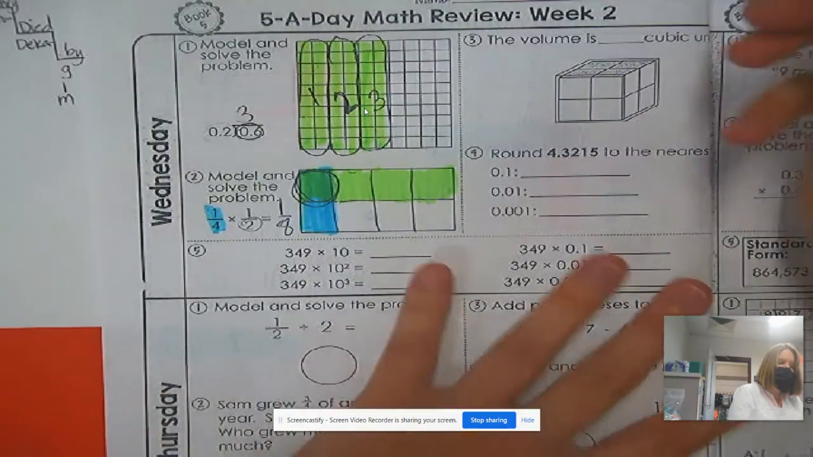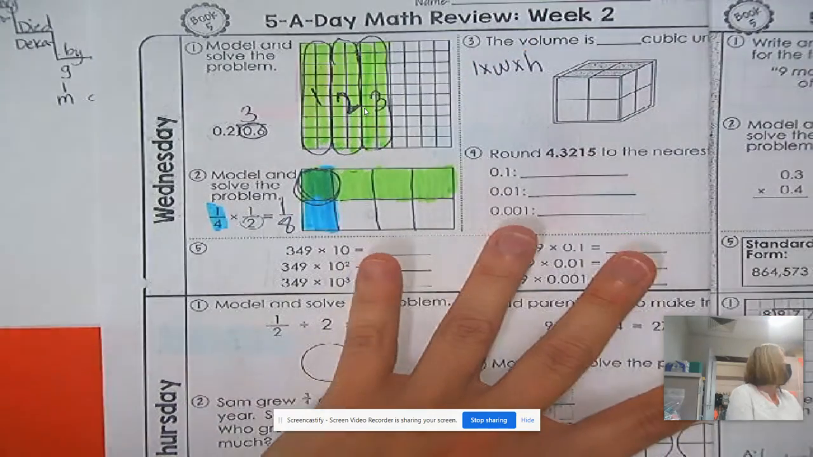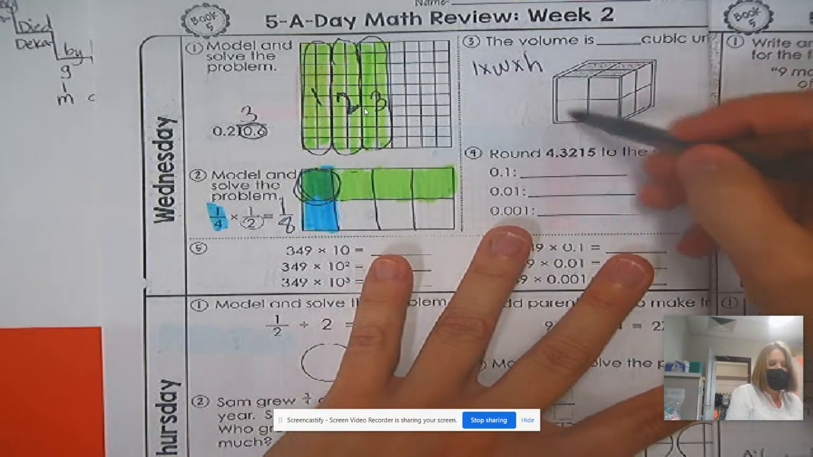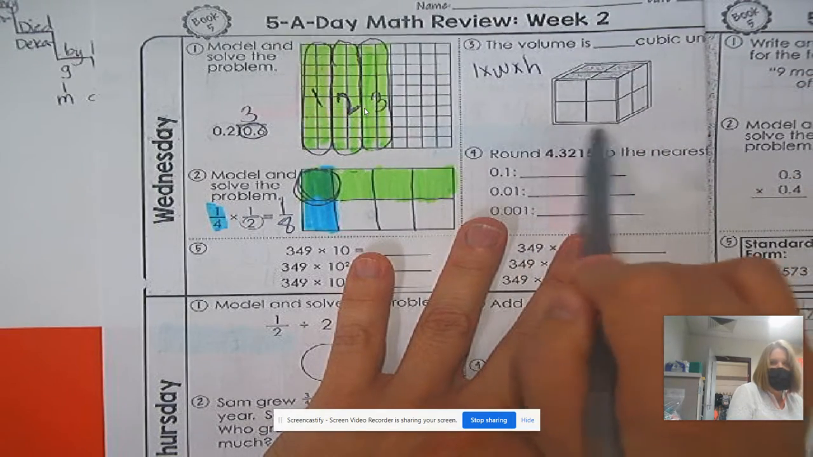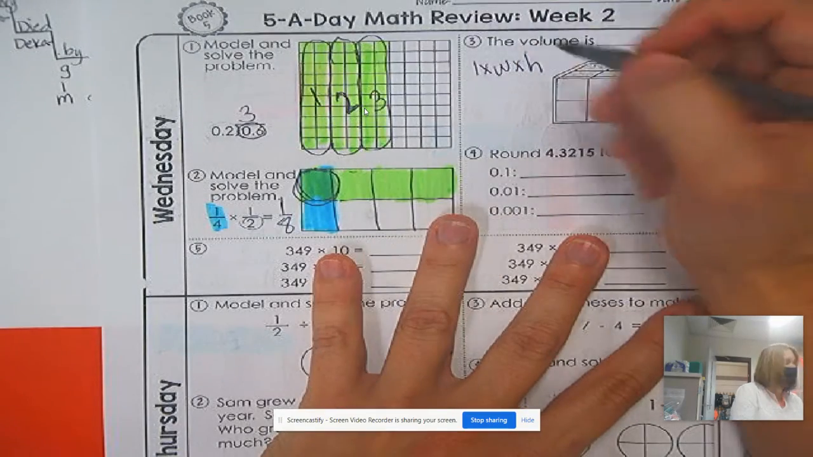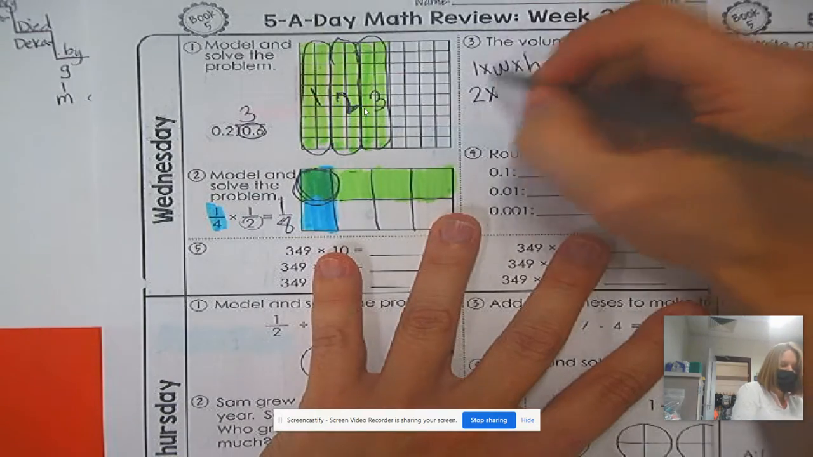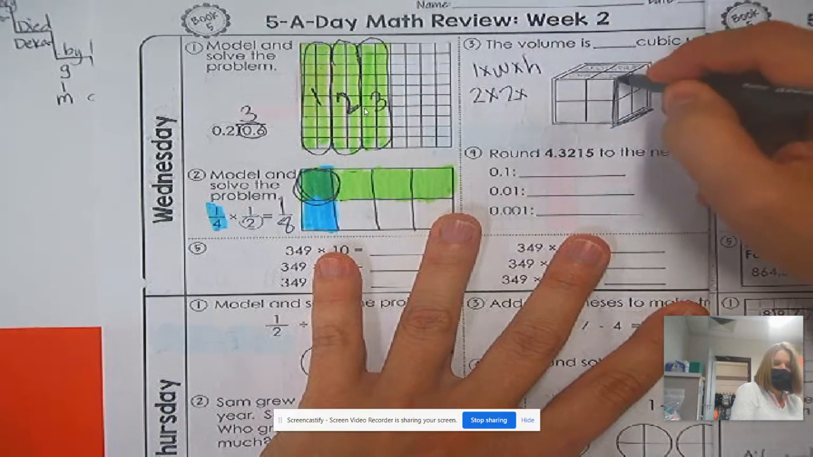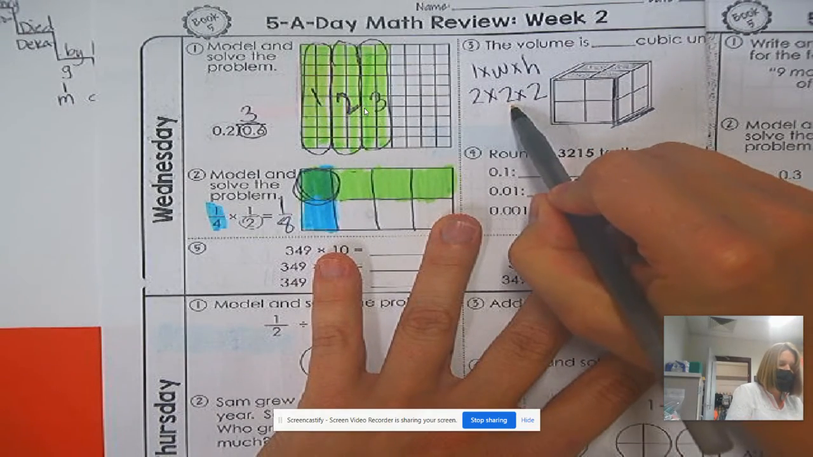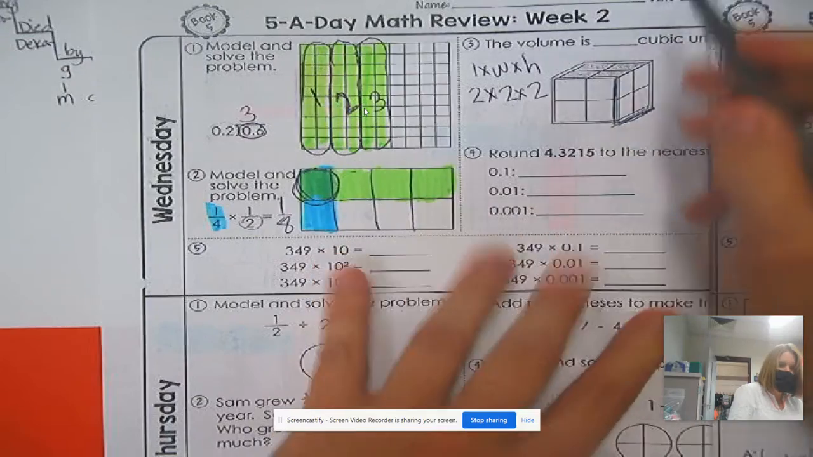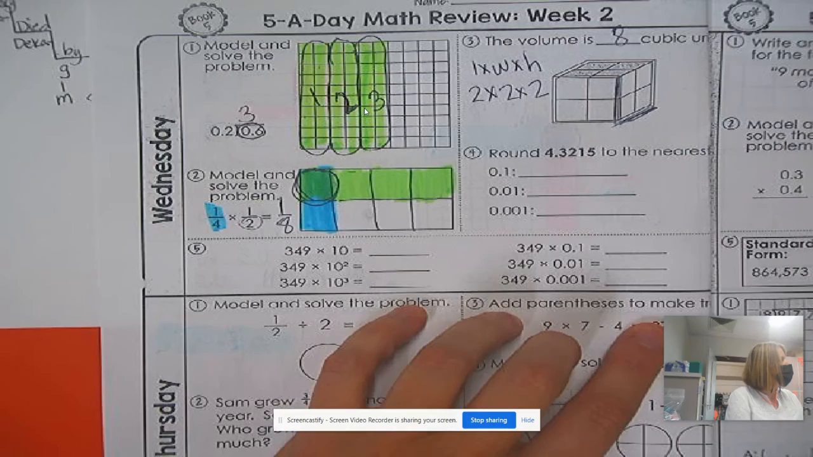Okay, so the formula for volume is length times width times height. So we're finding out how much all of those cubes take up, okay? So what's my length? 2, good. What's my width? 2. What's my height? 2, good. Okay, so what's 2 times 2? What's 4 times 2? 8. So the volume is 8 cubic units.